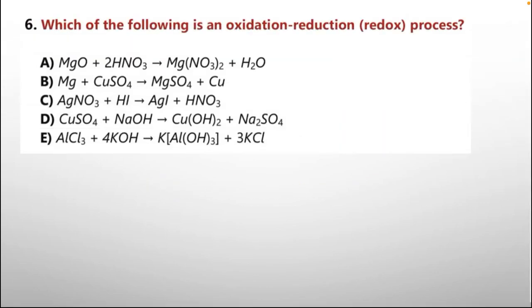Question number 6. Which of the following is an oxidation reduction, redox, process? Options are given from A to E with different kinds of reactions. The next slide will give you the redox process explanation, but here the answer is option B, magnesium. When it reacts with copper sulfate, then magnesium sulfate is formed and copper is isolated in the reaction.